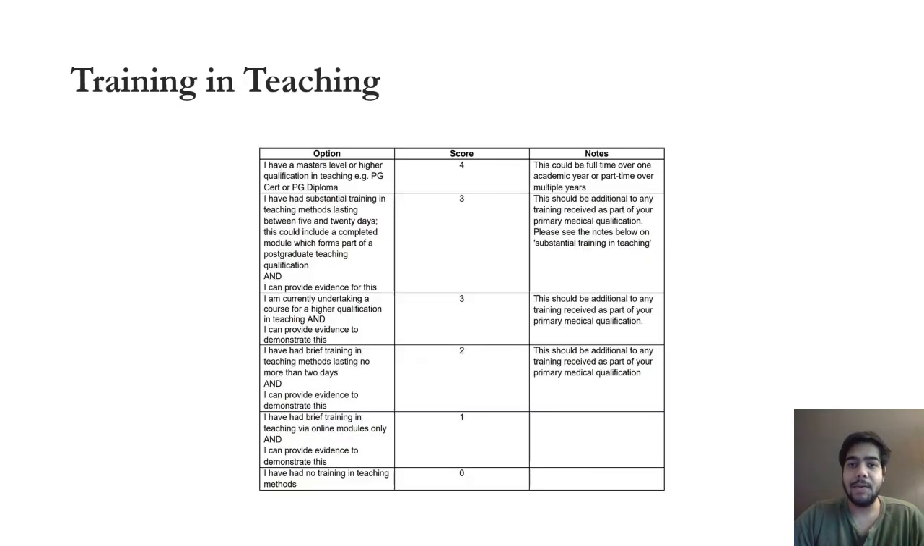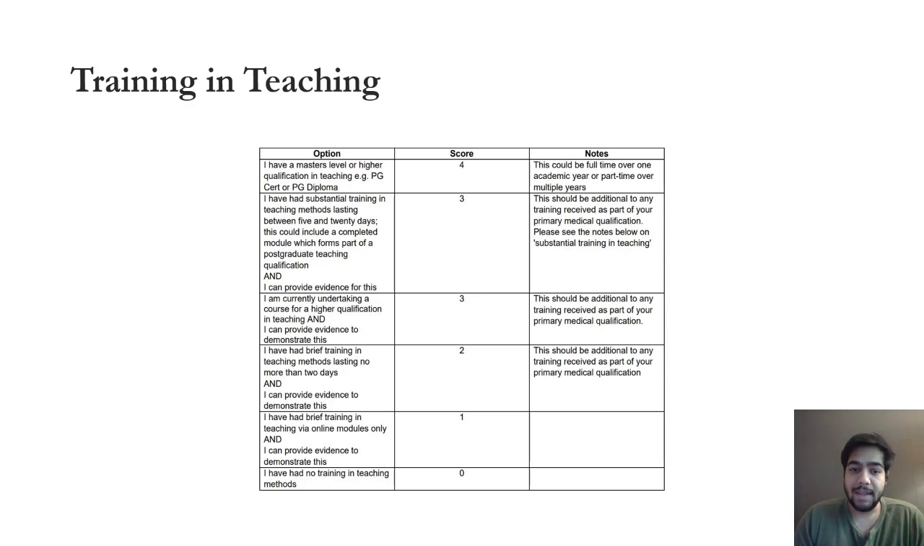The next domain is training and teaching. So you'll score the highest points, which is a score of 4, if you have a master's level degree or a higher qualification in teaching, such as a PG Cert or PG Diploma in teaching. If you have a training experience which lasted for 5 days or more and less than 20 days, then you get a score of 3.